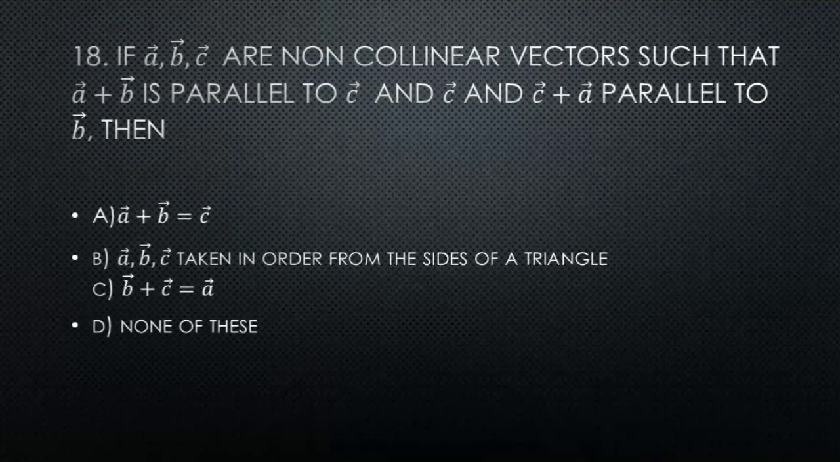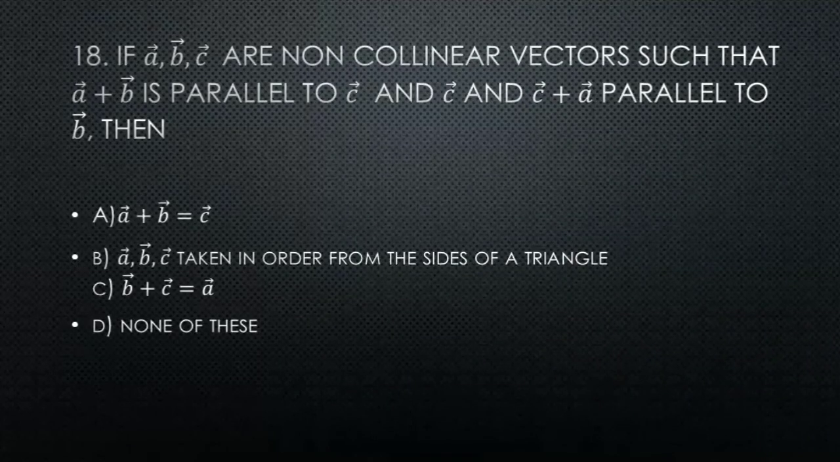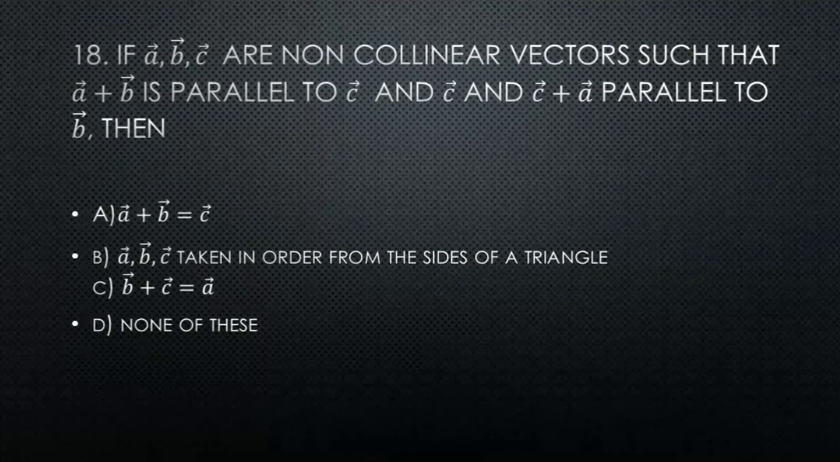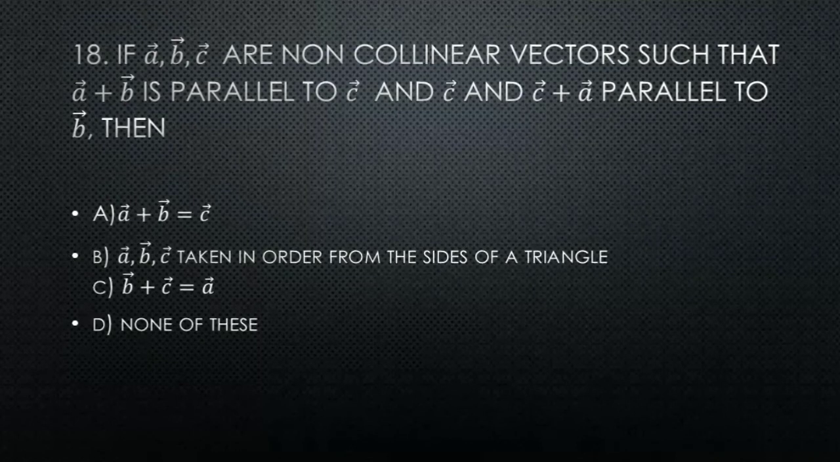See the next one. If A vector, B vector, C vector are non-collinear vectors, they are not parallel, such that A vector plus B vector is parallel to C vector, and C vector plus A vector is parallel to B vector. Then options are given: A vector plus B vector is equal to C vector, or A vector, B vector, C vector taken in order form the sides of a triangle, or B vector plus C vector is equal to A vector, or none of this.